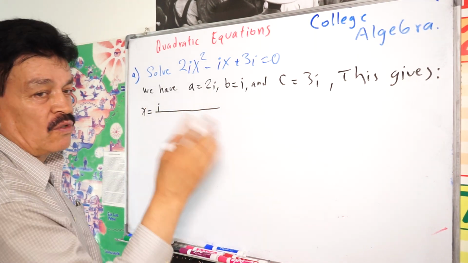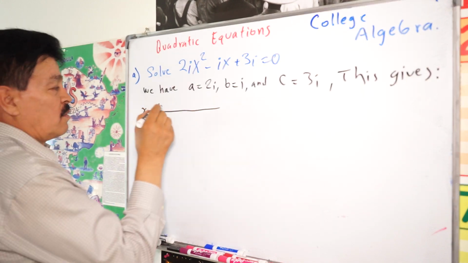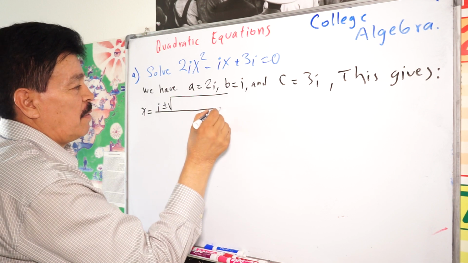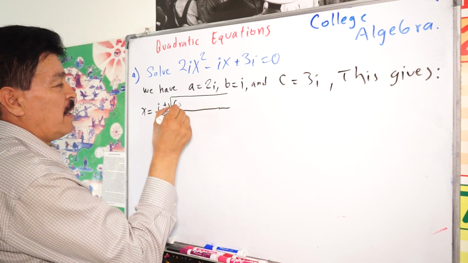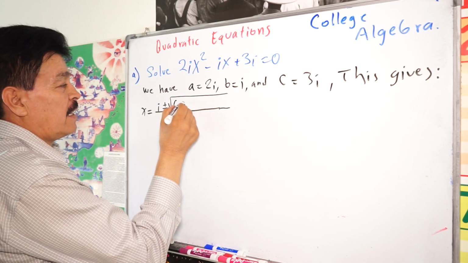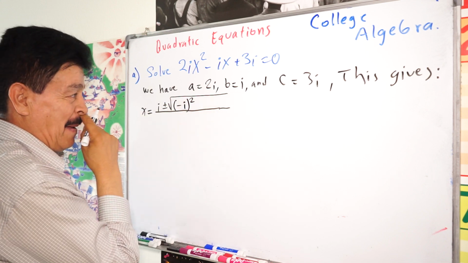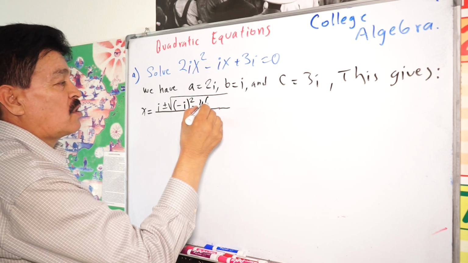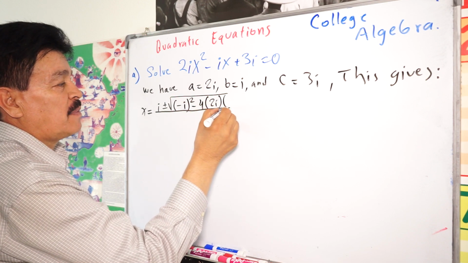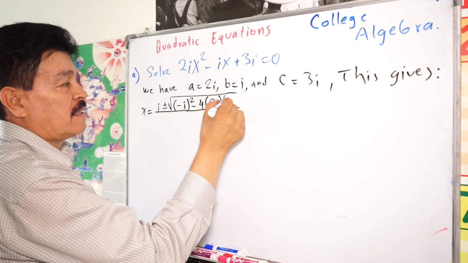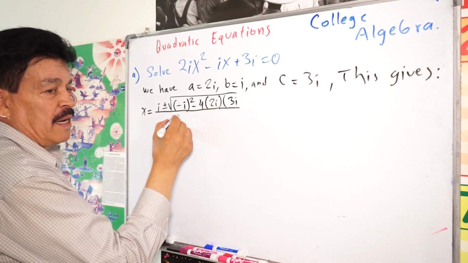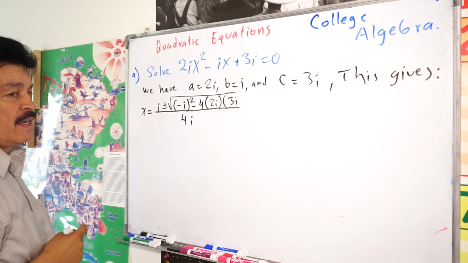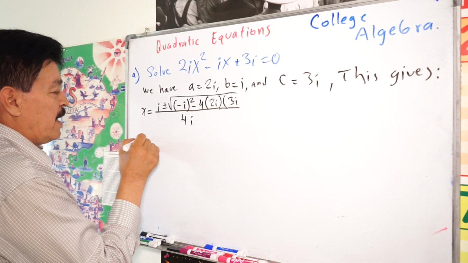Remember, this class is a continuation from the last class. So right here, i plus minus square root. Remember the quadratic formula, just write minus b. Here is i to the second power minus 4 times 2i times 3i, divided by 4i.